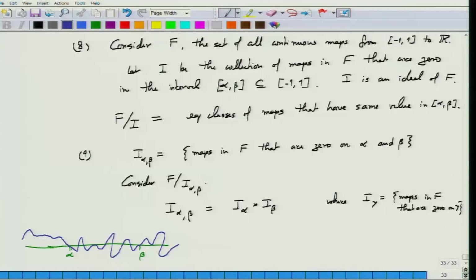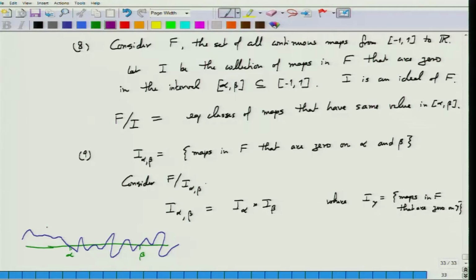So if we define a map which is continuous, so let's say, take this simple map. This one. This may not work. Wait a minute.